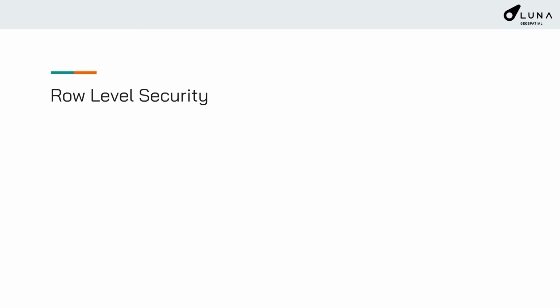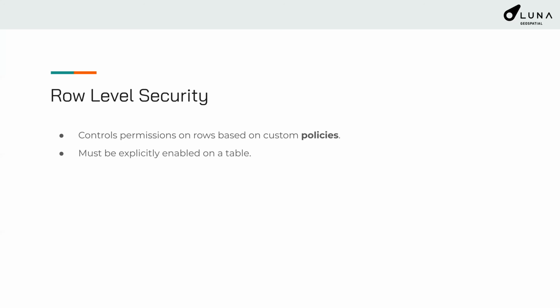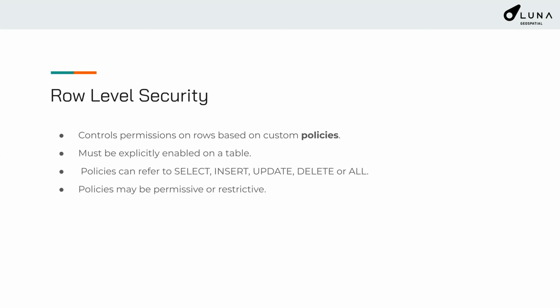Okay, what about row level security? So this is that work order system, right? Where you would only see the rows that you've created. It controls permission on rows based on custom policies. Now, I should say that the default in the database is that if you have permission to create a table or layer, whatever you want to call it, you're the only one that's going to be able to see that table unless you explicitly grant permissions to other users within your environment. So you need to create a policy. You need to modify the existing default policy. So the policies can refer to select, insert, update, delete, or all. The policies may be permissive or restrictive.